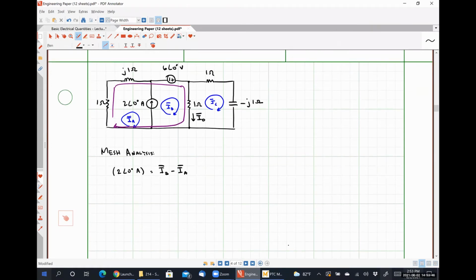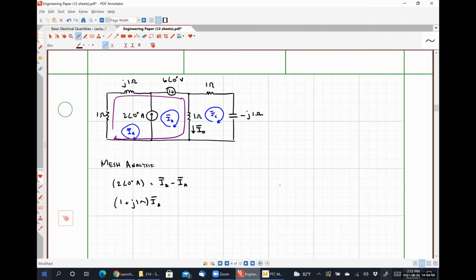So that's why IB gets the positive sign and IA gets the negative sign. Now I'm going to write my Kirchhoff's voltage law equation. I can see that I'm going to have (1 plus j1) ohms times my mesh current IA, minus 6 angle 0 degrees volts, plus 1 ohm times (IB minus IC), set equal to 0.